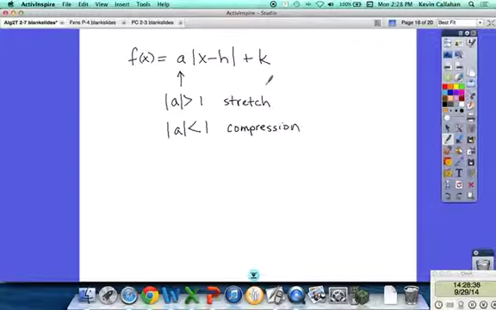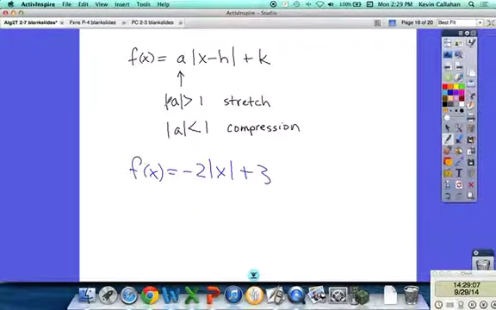Now, one common mistake we'll make on these is if you got a problem that looked like this, and I don't think I have any to deal with, but let's say you had f of x equals negative 2 times the absolute value of x plus 3. Okay, what's going on here? The plus 3 is up. Is this a stretch or a compression? Say again? It's a stretch.